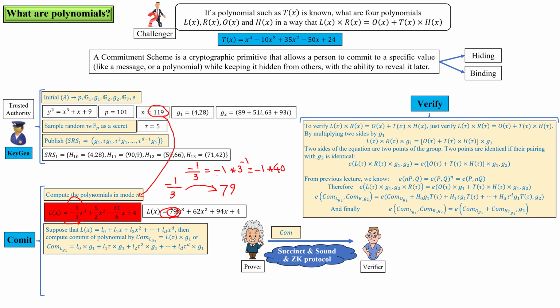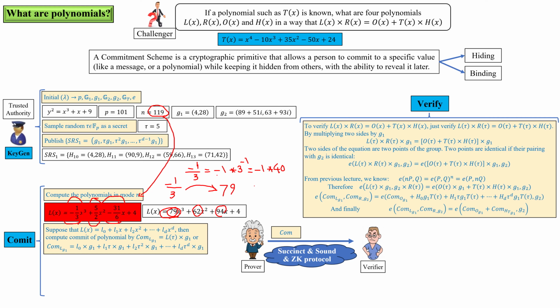You will compute this with the same process and see how 5 over 2 equals 62 in mod 119, and how minus 31 over 6 equals 94 in mod 119, right? Okay, now the first step is done by the prover. The second step is that the prover needs to compute the commit of the polynomial.